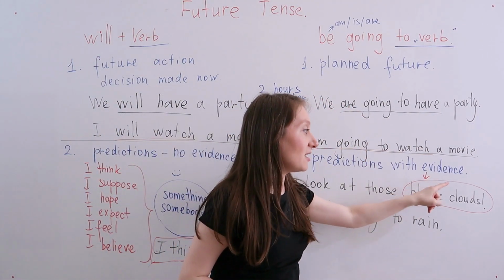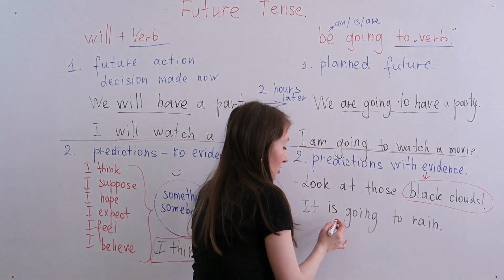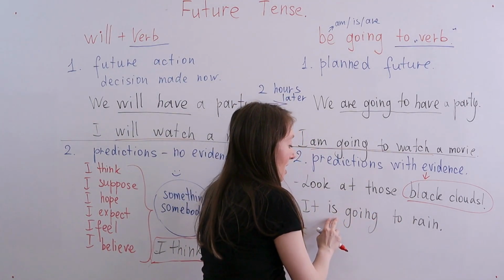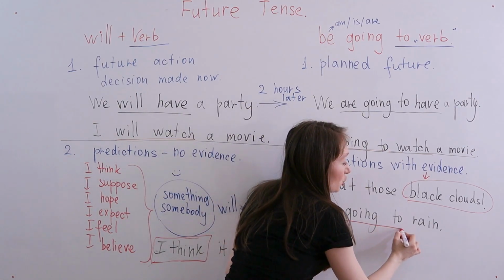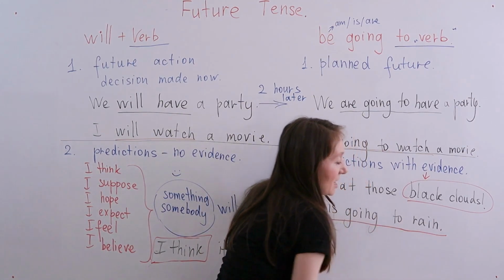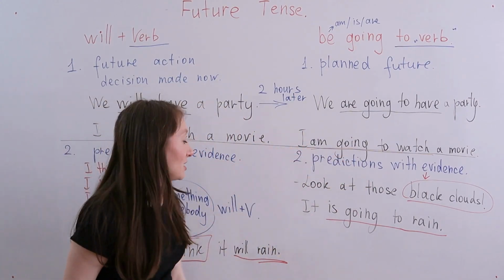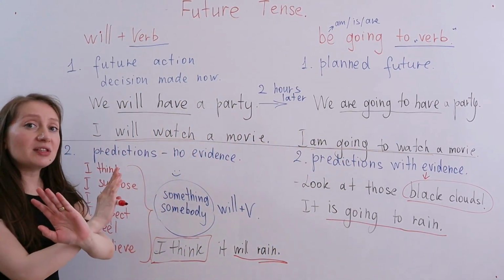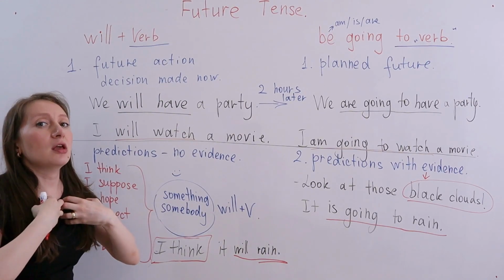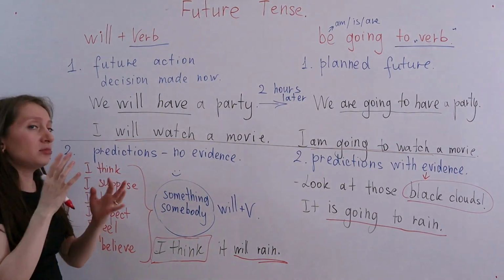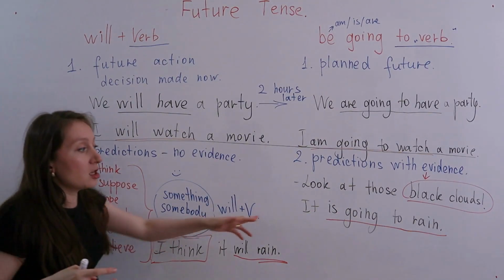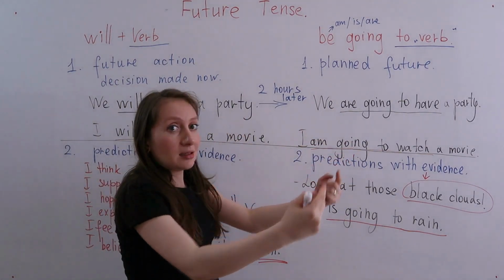If you have evidence, you use this construction. It, subject, the verb to be is, and going to, verb rain, because you have evidence. Here, no evidence, it's just your feeling. It's just your thought. I think it will rain. No evidence, I just think it. Here, I see it, right?